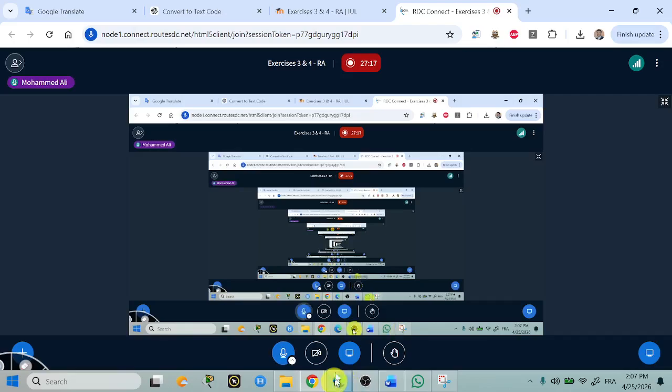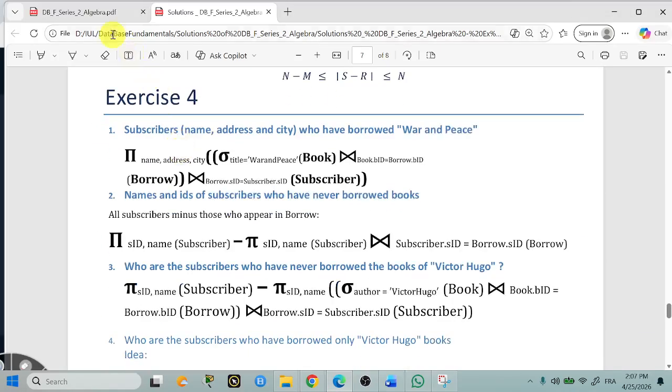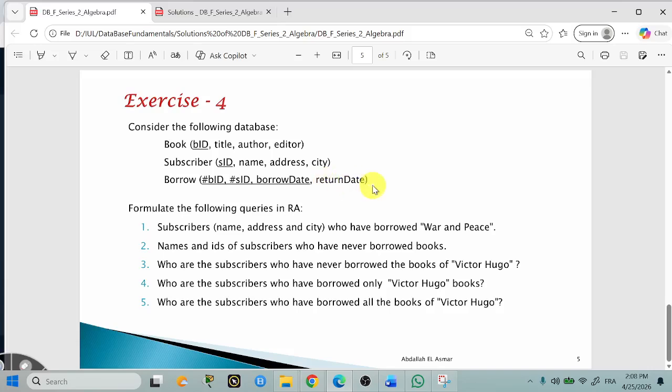Okay. Now we want to move to exercise 4, which is very, very important. These are exam-style exercises, all of them for exams. Exercise 4, this is very important.